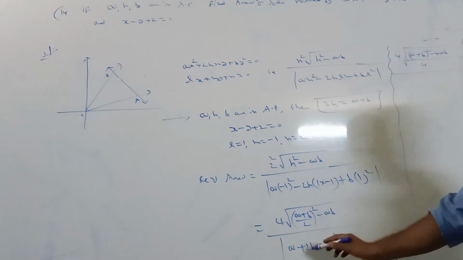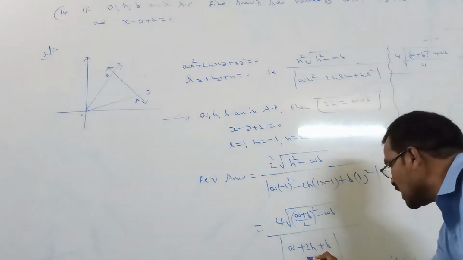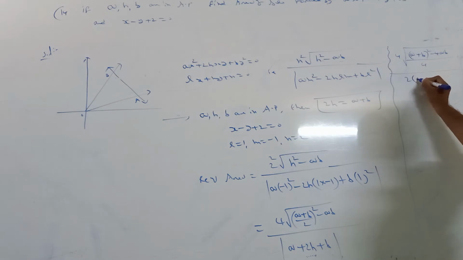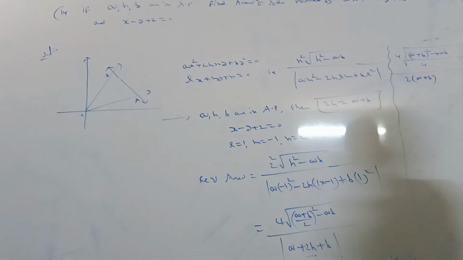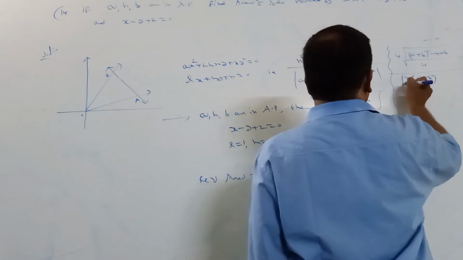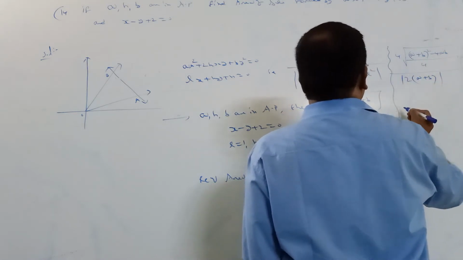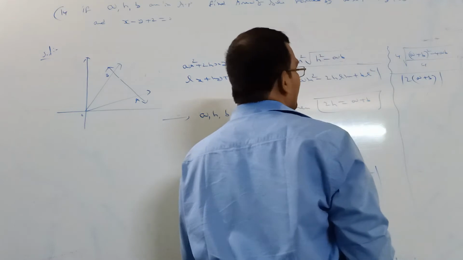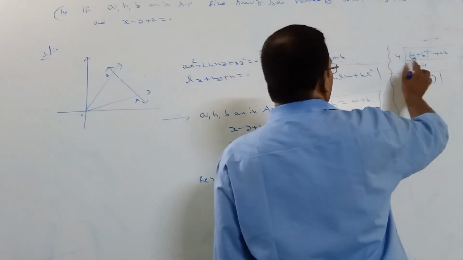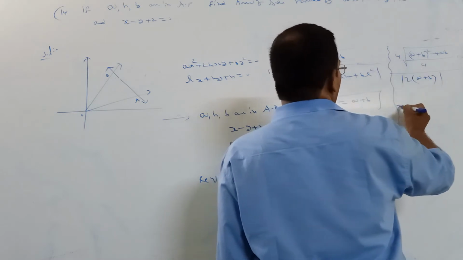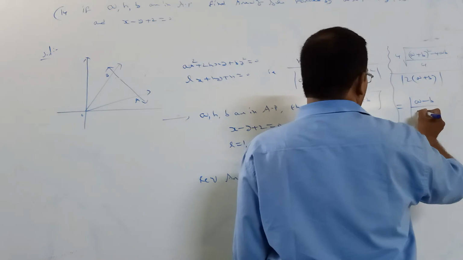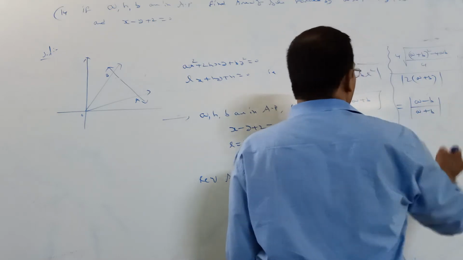2h means a plus b. I substituted here 2h, that is a plus b, 2a plus 2b. 2 taking common, a plus b. This one is a minus b whole square, modulus. So after simplification, this is a minus b whole square, that means a minus b. So 2 cancels and 2 cancels. After the simplification, it gives a minus b by a plus b.